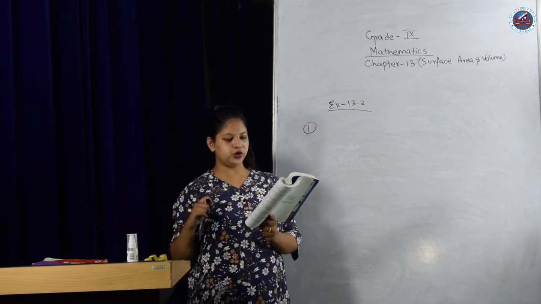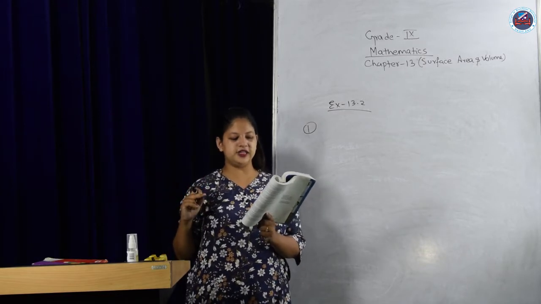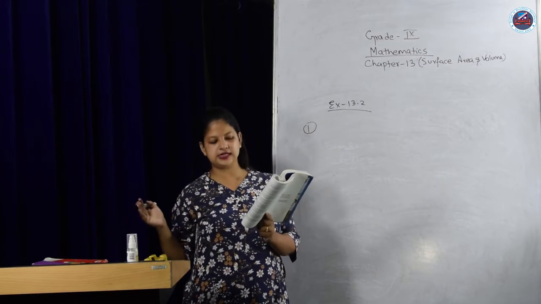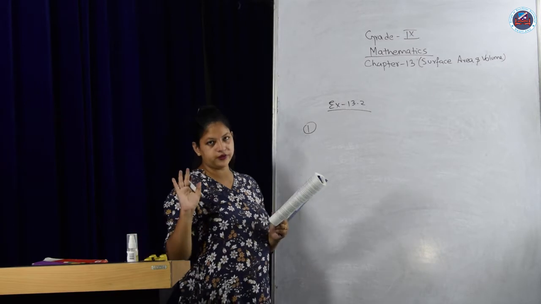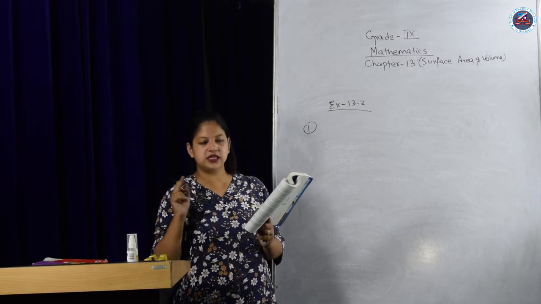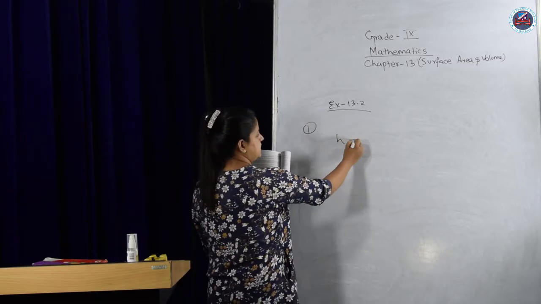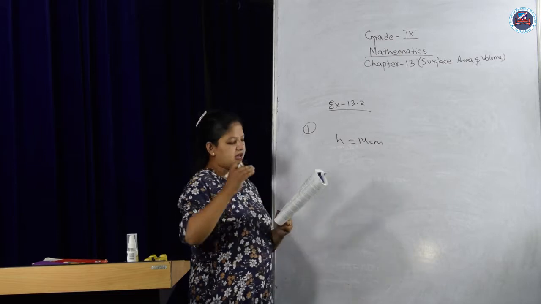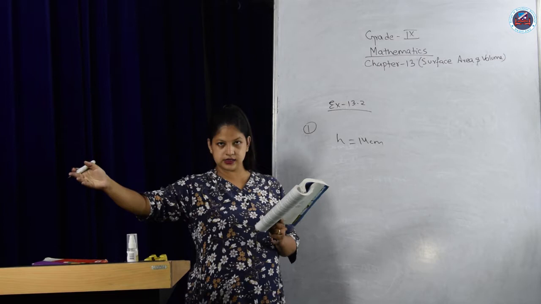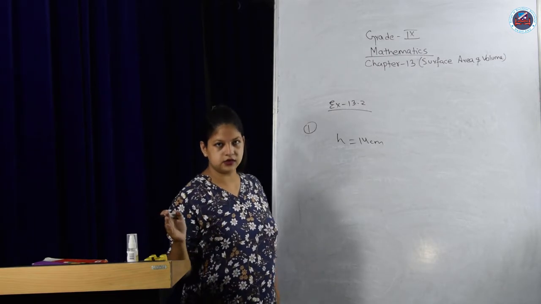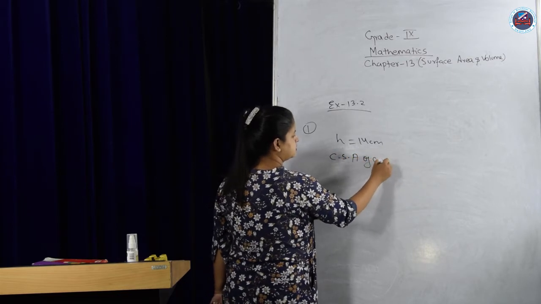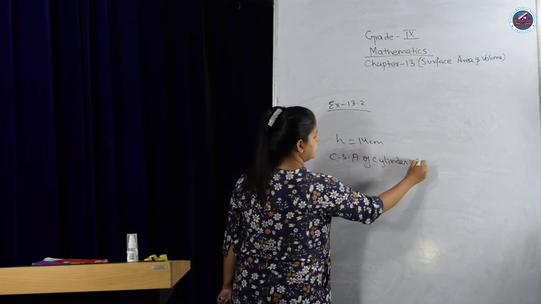Exercise 13.2, question number 1. The curved surface area of a right circular cylinder of height 14 centimeter is 88. Be very clear, two figures are given: 14 and 88. It is clearly said height is 14, so h is 14 centimeter, and reading from the beginning, the curved surface area is 88. That means CSA is 88. Do not get confused in this type of question. CSA of cylinder is 88.